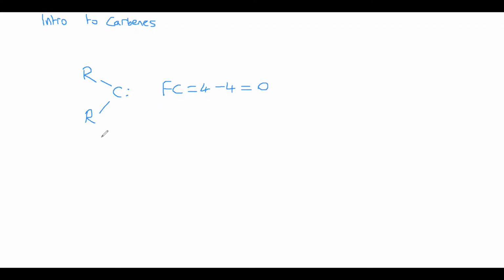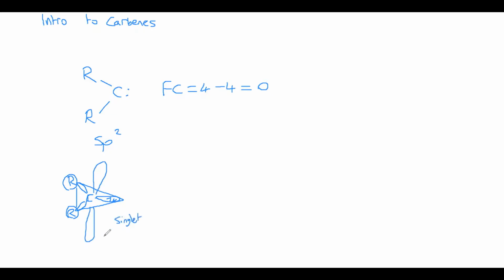So these carbenes are sp2 hybridized, but they can exist in two different states. We can either get the central carbon bound to the two R groups, existing with the lone pair in the sp2 hybrid orbital with an empty p orbital. This is known as the singlet carbene.